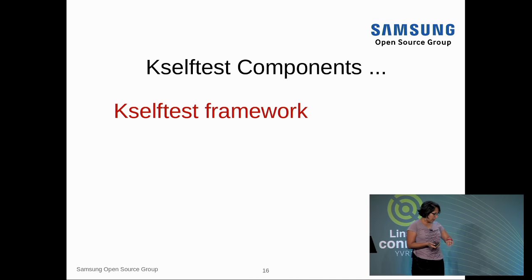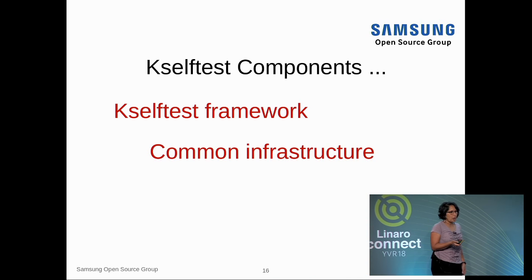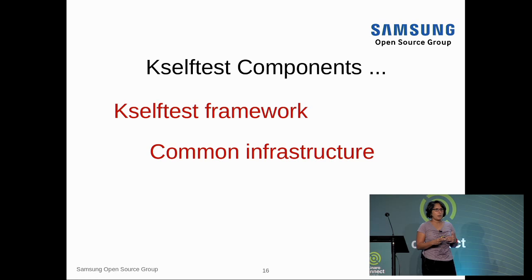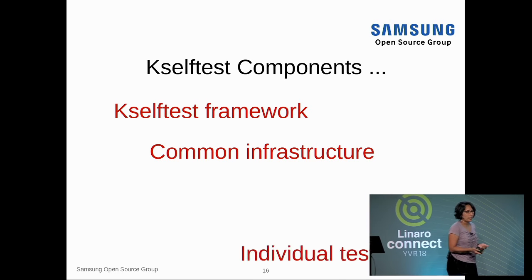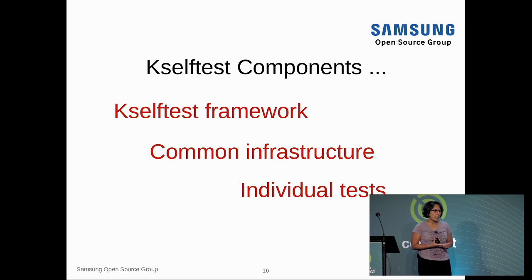So we are looking at the Kselftest framework. Component-wise, we have framework, common infrastructure, and individual tests. Common infrastructure means that if you have a new test added, you should be able to just hook it into the infrastructure and just run make from the main make directory. So that's really where the common infrastructure falls in.